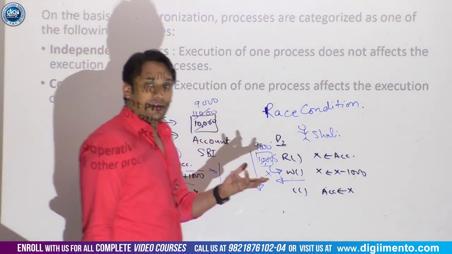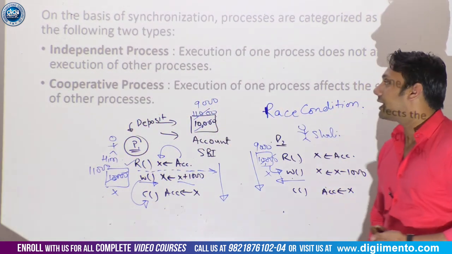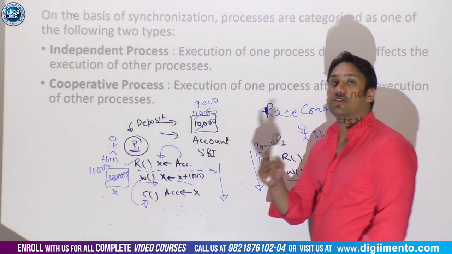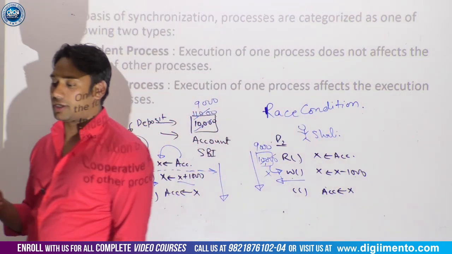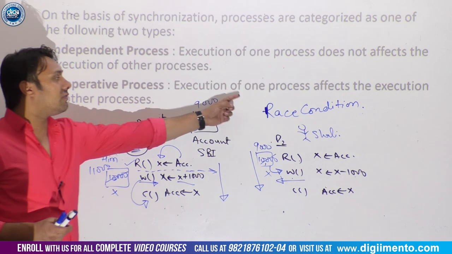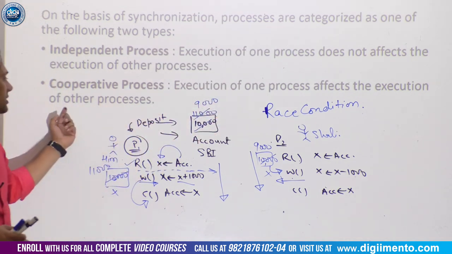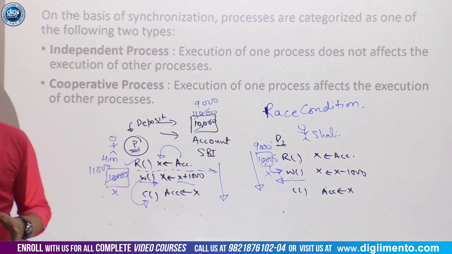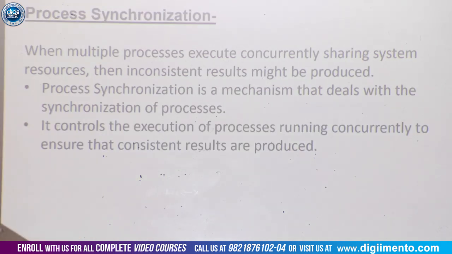So basically this kind of issue can be resolved with the help of synchronization methodologies. Now these two processes are called cooperating processes. These two processes are cooperating with each other. Read the definition: if the execution of one process affects the execution of another process, then those processes are called cooperating processes. Clear? Now what is process synchronization? Just read it. Process synchronization is a mechanism that deals with the synchronization of processes.